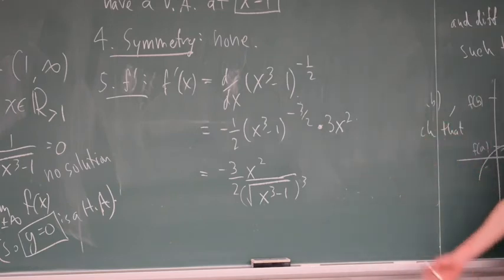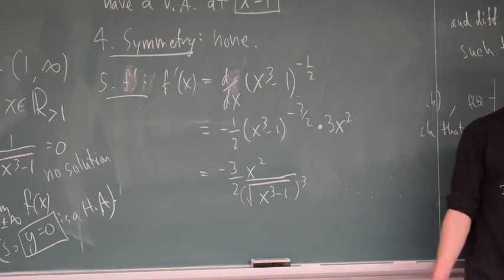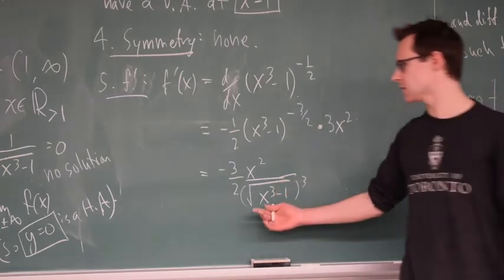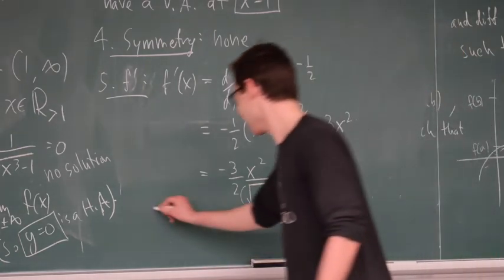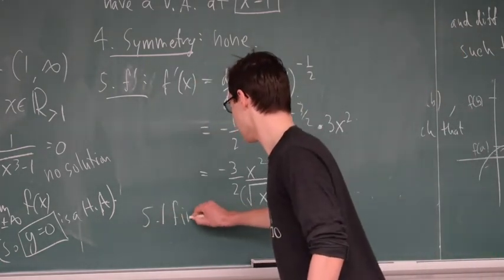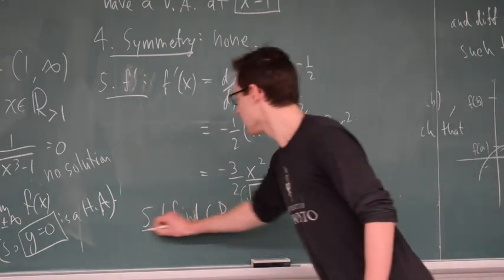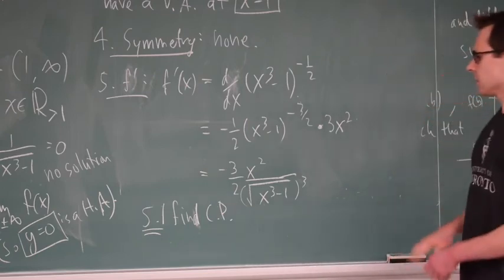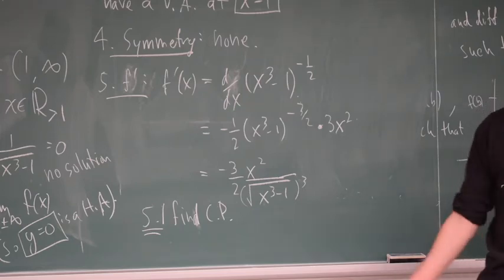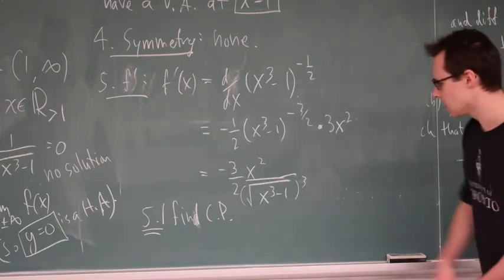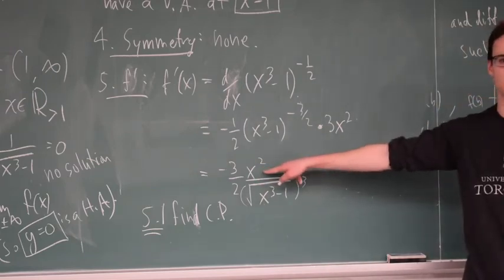Once we have the derivative, we're going to do two things. First, we're going to figure out the critical points. What's a critical point? Yeah, when the derivative is 0. So this is step 5. Within step 5, there are two sub-steps. Step 5.1 is find the critical points, or the CP. That's how you abbreviate it. These are points where the derivative is 0 or where the derivative is undefined. Now, in this case, we have a very easy task here. To find the points where the derivative is 0, we set this equal to 0, and we see right away there's only one solution, and that's at 0.